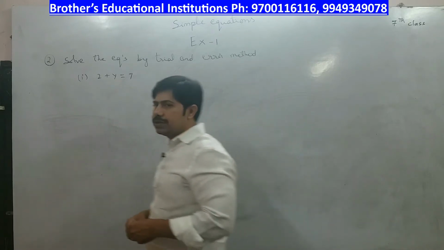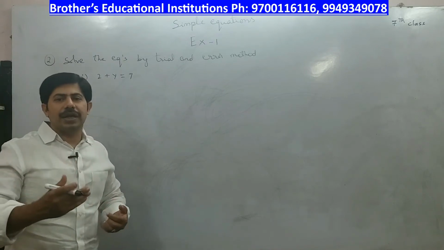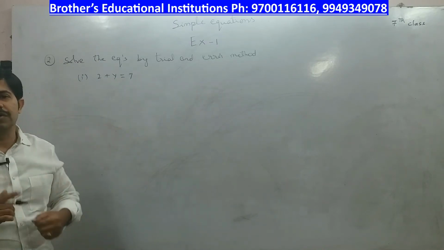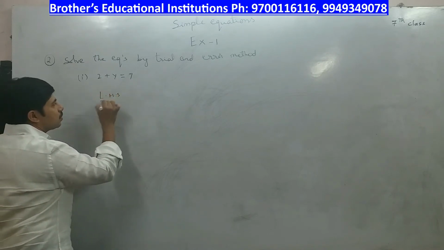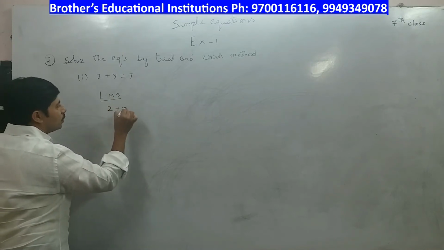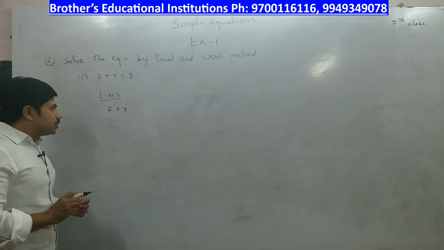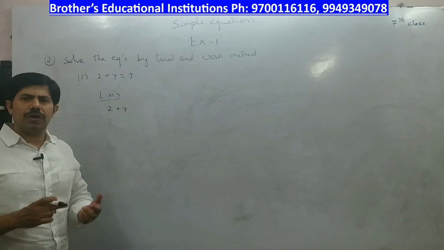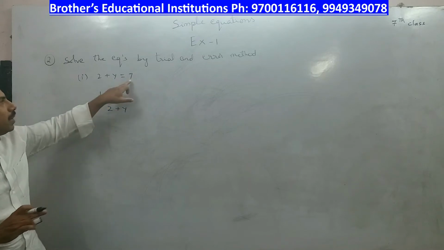So how do we find it using the trial and error method? As the name suggests, we make a trial and we may also make an error, but finally we have to get a correct solution. First we take LHS, which is 2 plus y. In this method, I will assume any value for y, like 1, 2, 3, substitute it here and add to the constant 2. The result should be 7.